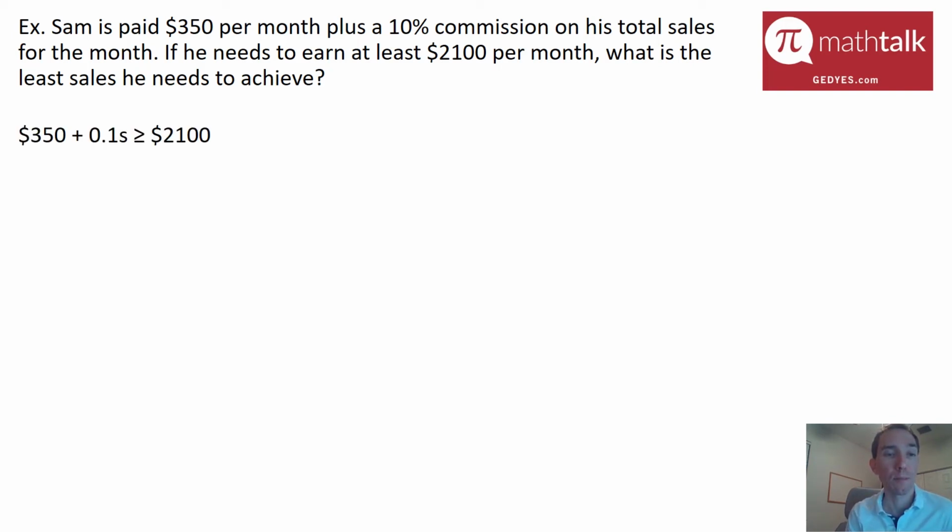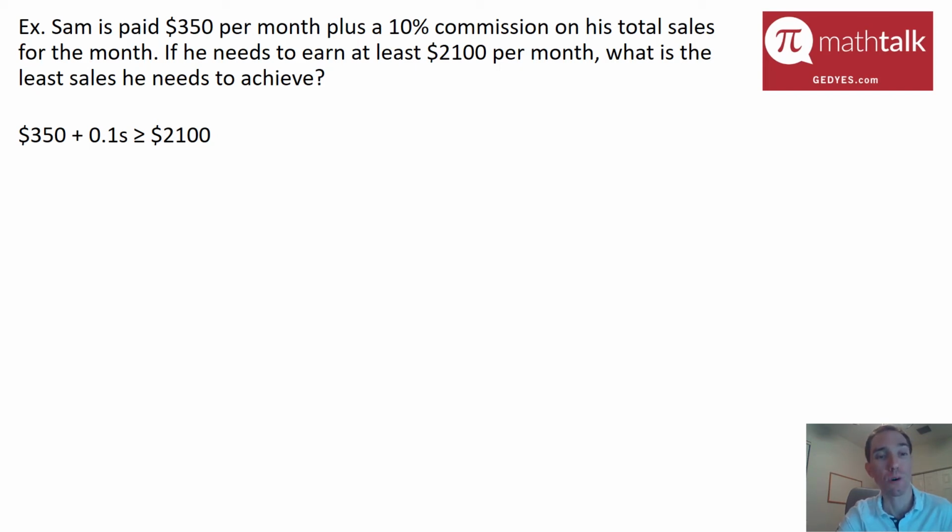So they say Sam is paid $350 per month plus 10% commission on his total sales. So I'm going to use S to represent sales. 10% of the total commission is like 0.1. And then anytime you hear the word of in math, you want to think of multiply. So 10% of his sales, 10% times his sales, and that has to be at least 2,100 or greater than or equal to 2,100. All right, perfect. Now I have an inequality.